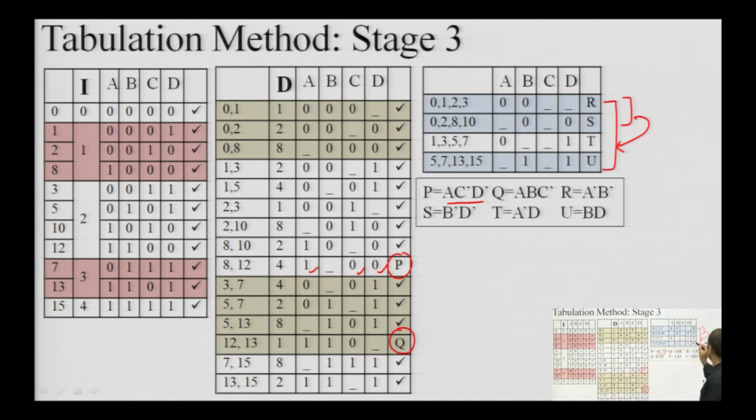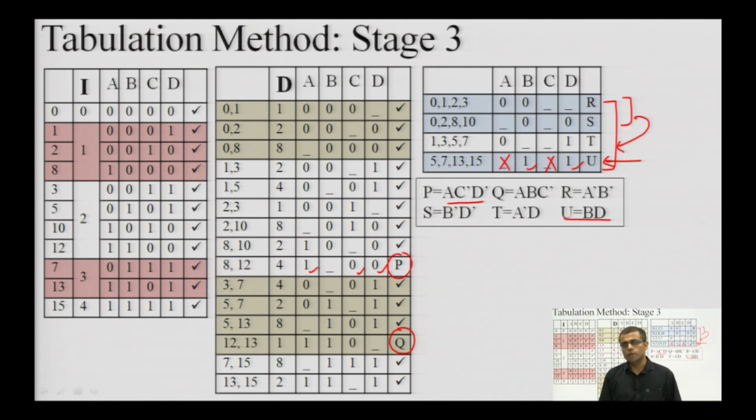Similarly, you can check how this U is written here. You can see A is being eliminated, C is being eliminated. So these have been eliminated, and this is 1, this is 1. So B D. That is why U is equal to B D, it is written here. In this way I have prepared the table, and I have identified the terms which had not participated in the grouping.